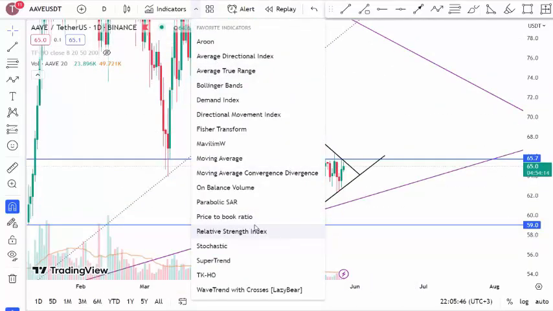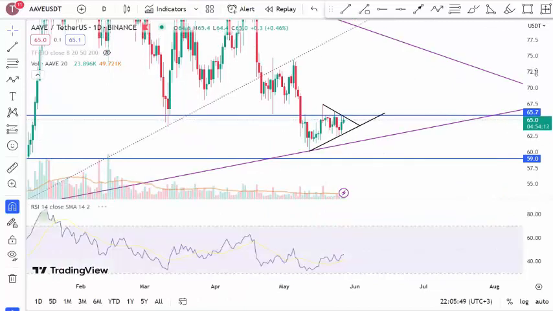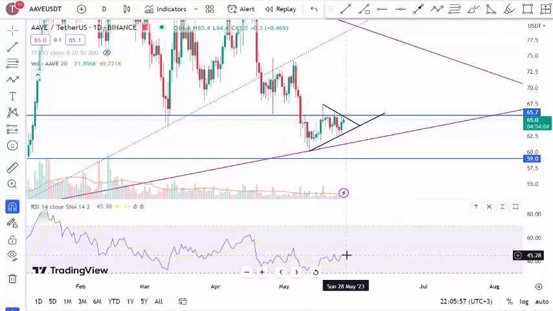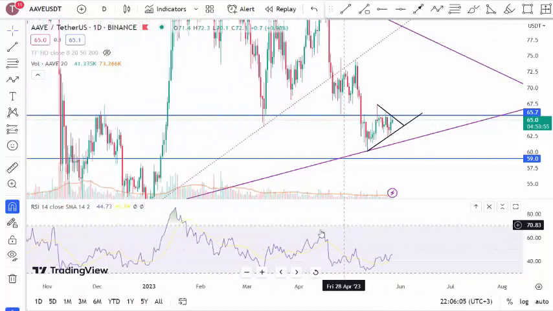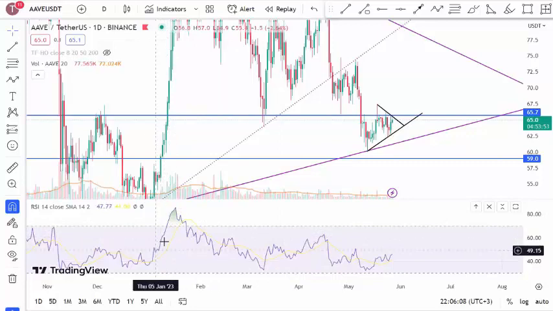After closing our indicators, let's look at the RSI indicator, friends. The RSI is currently approaching the 50 level, which has been the case in recent days. It is currently at 45. If the 50 level is broken to the upside, we will interpret this as a slight buy signal as well.